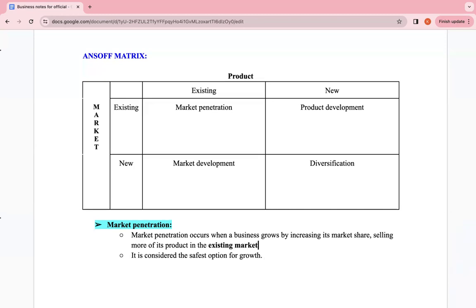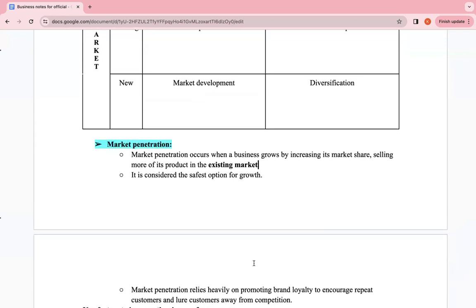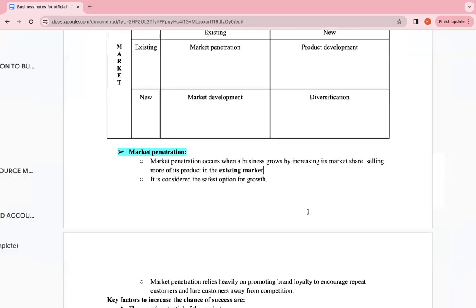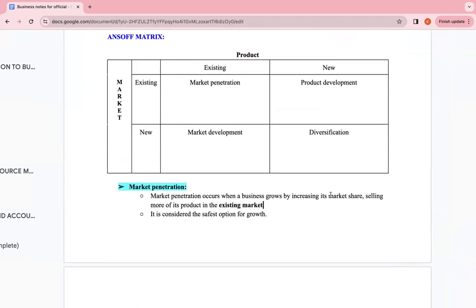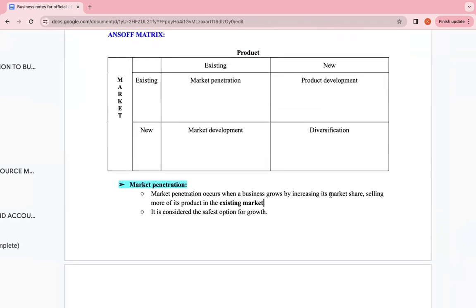It is considered the safest option for growth. Market penetration relies heavily on promoting brand loyalty to encourage repeat customers and lure customers away from competition. So basically, once they make the customers trust the brand and make them loyal, this is how they pursue market penetration, because they're just selling more of their product in the same market, and it's safe because it does not require much investment.